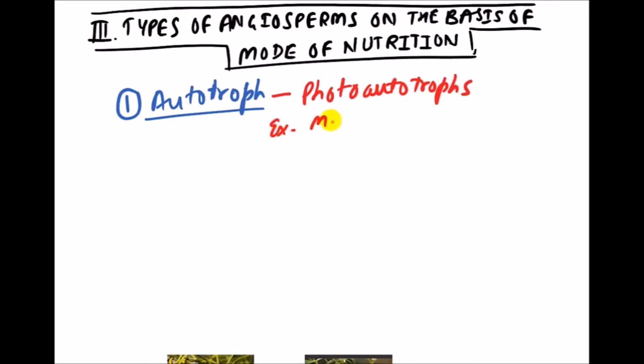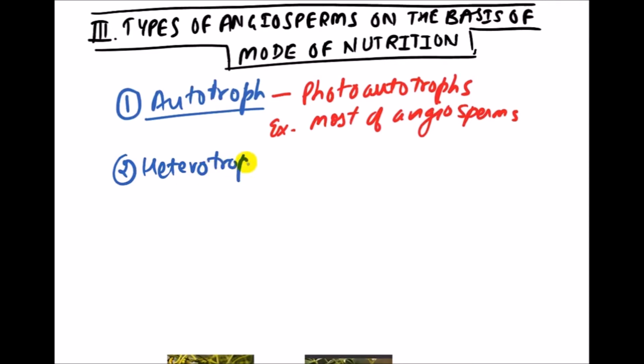Examples include most of the angiosperms, but still there are some members which are not autotrophs. So that group is known as heterotrophs. These members do not synthesize their own food, and these can be further categorized into the following categories.